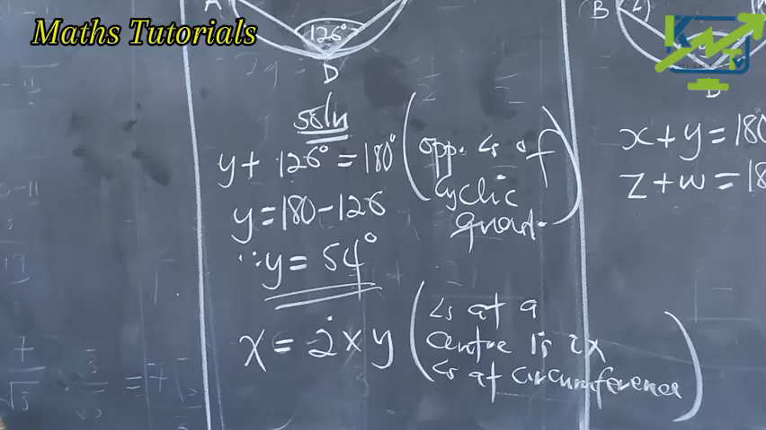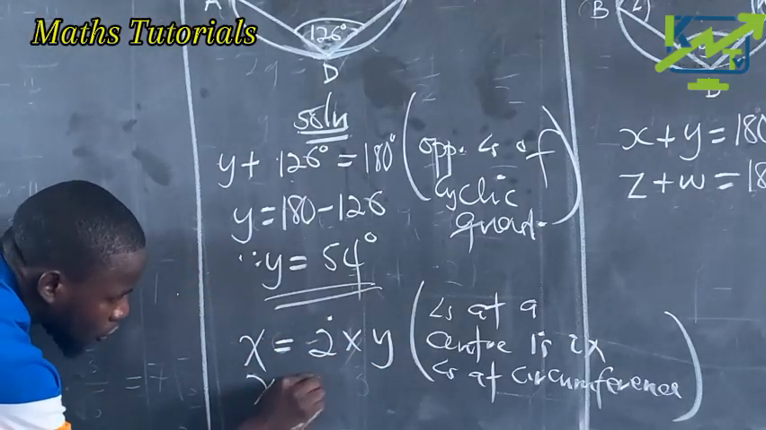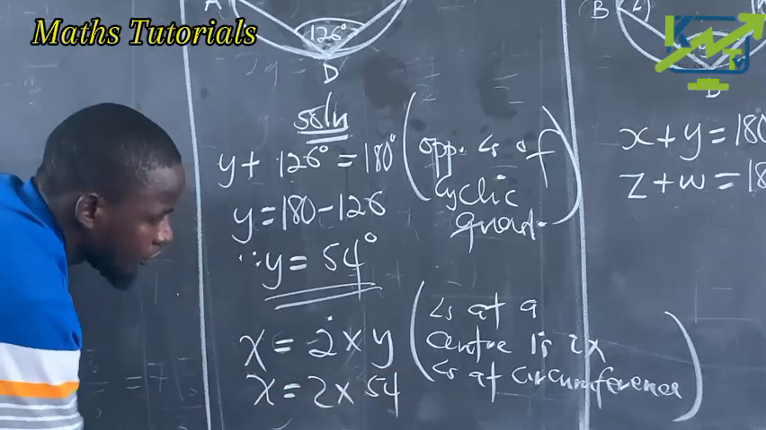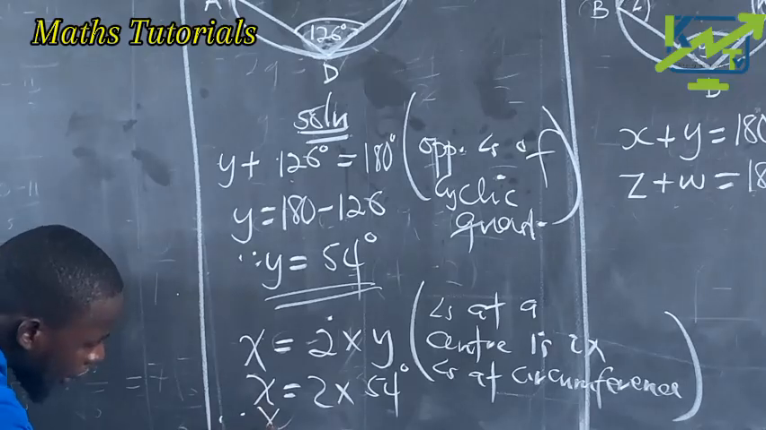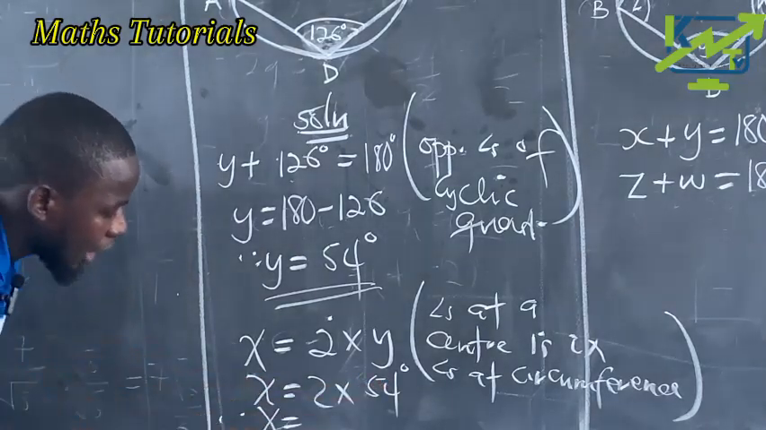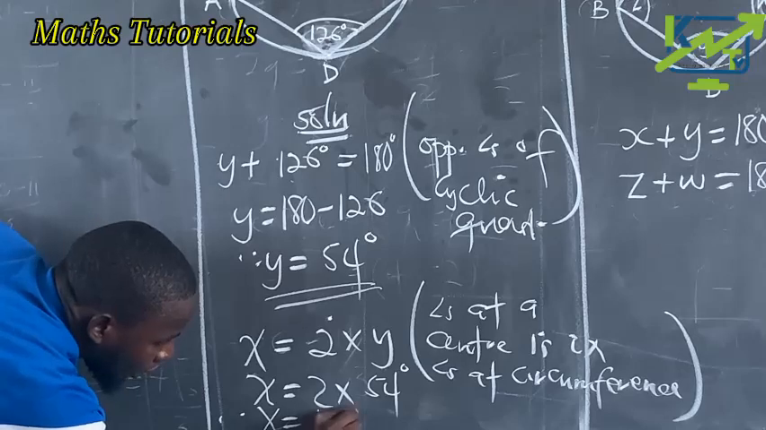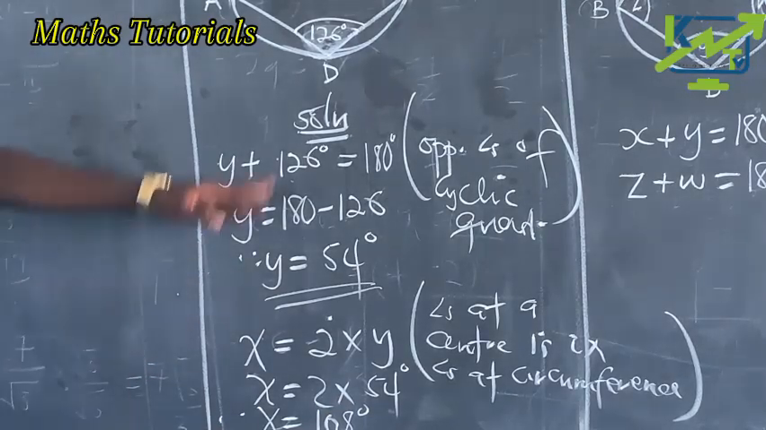Are you there? I have already found the value of my y. So my x now is going to be equal to 2 times, what is your y? 54, 54 degrees. Are you seeing that? So now your x is going to be 108 degrees. So this is my x.